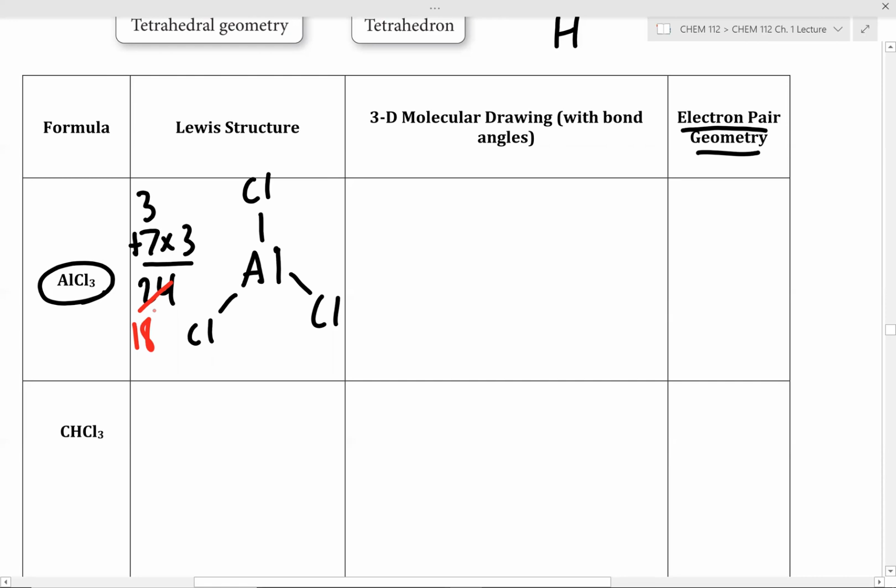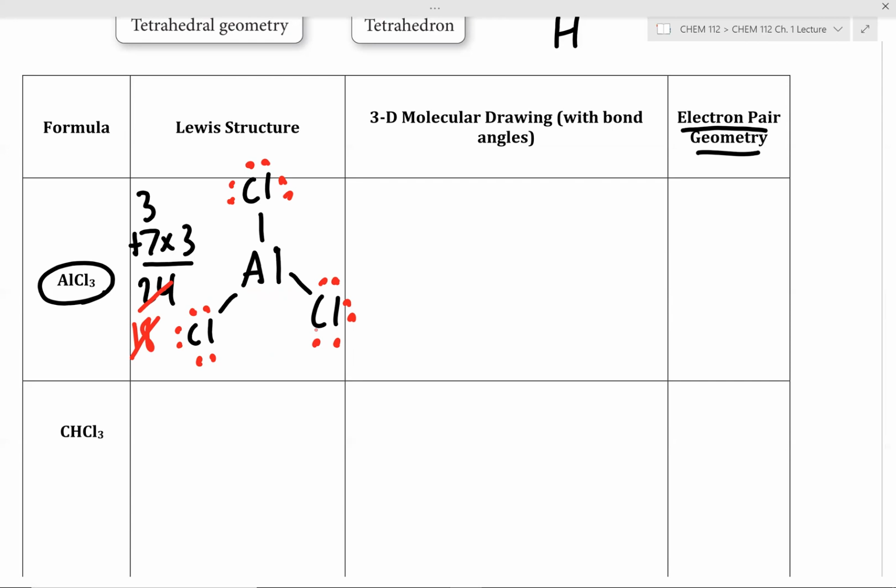Each of these chlorine atoms needs how many additional electrons? 6. Okay. So we're going to burn through 2, 4, 6, 8, 10, 12, 14, 16, 18 electrons, and we're done. We've used up all of our electrons. Is the octet rule fulfilled? No. Does it have to be?